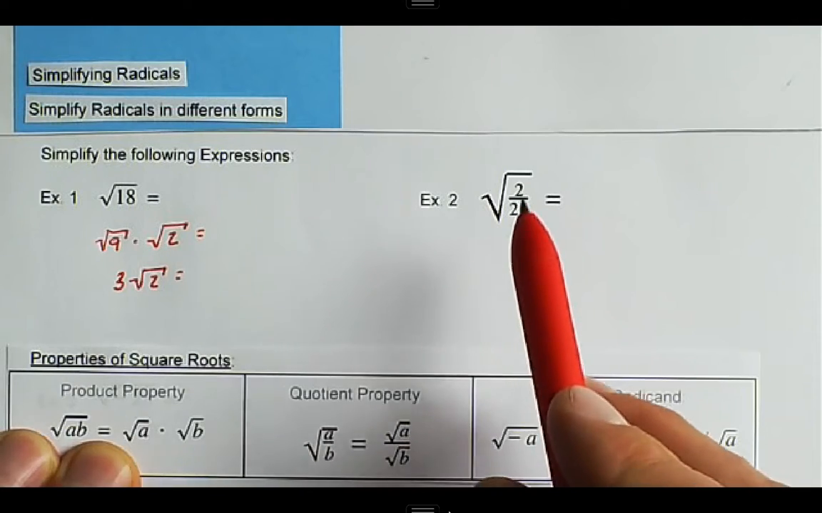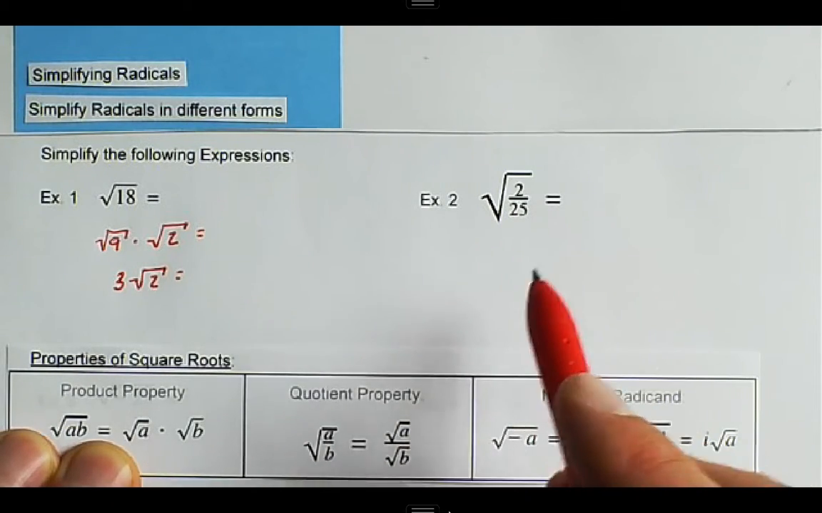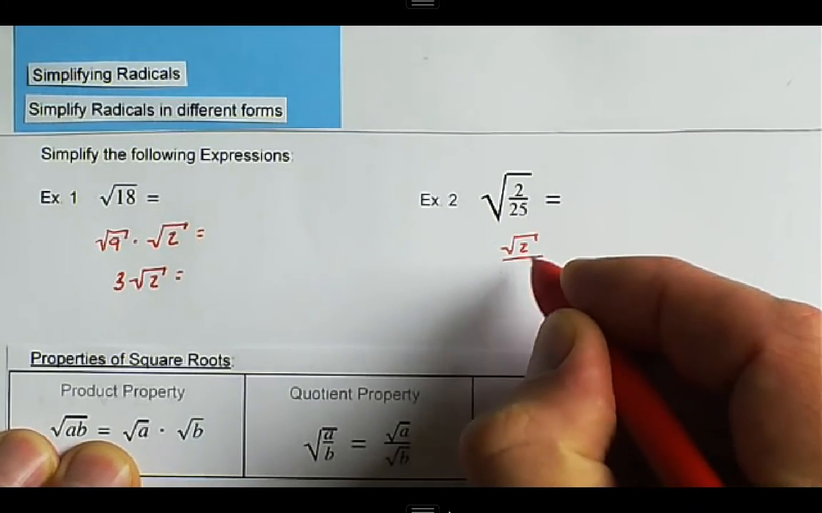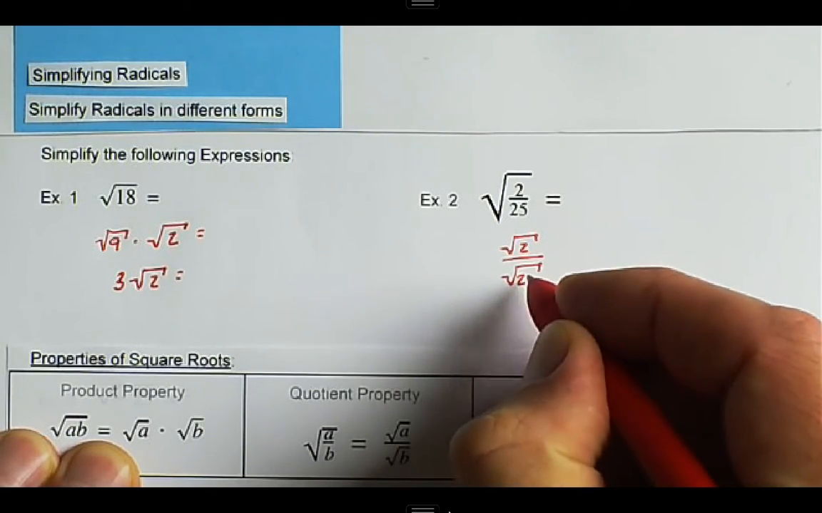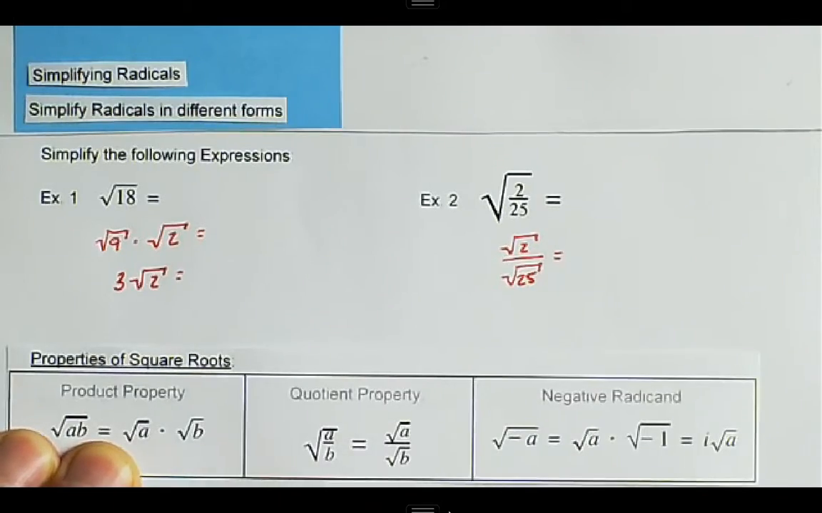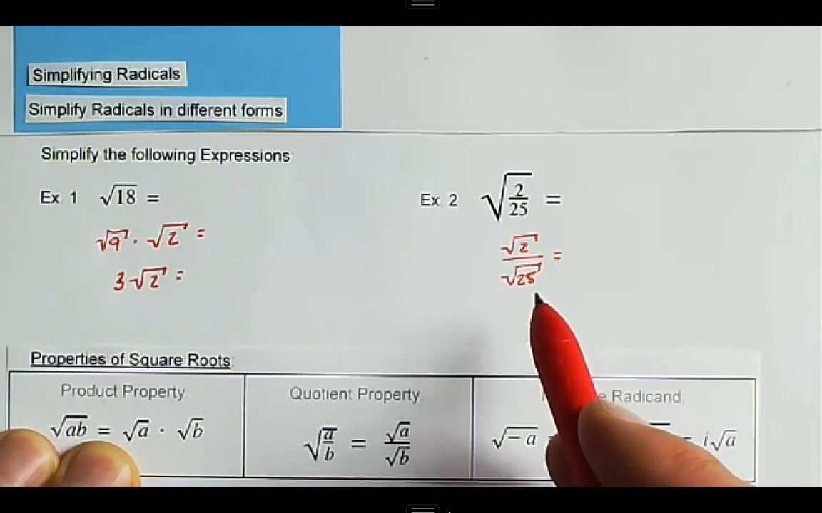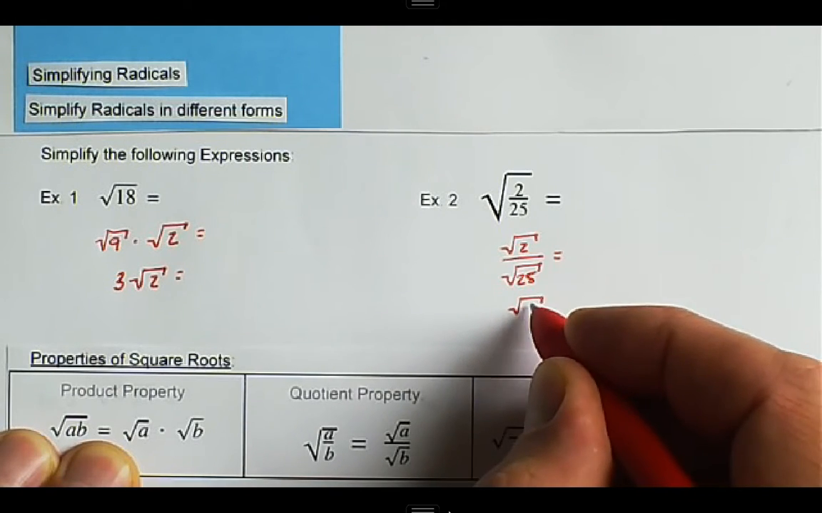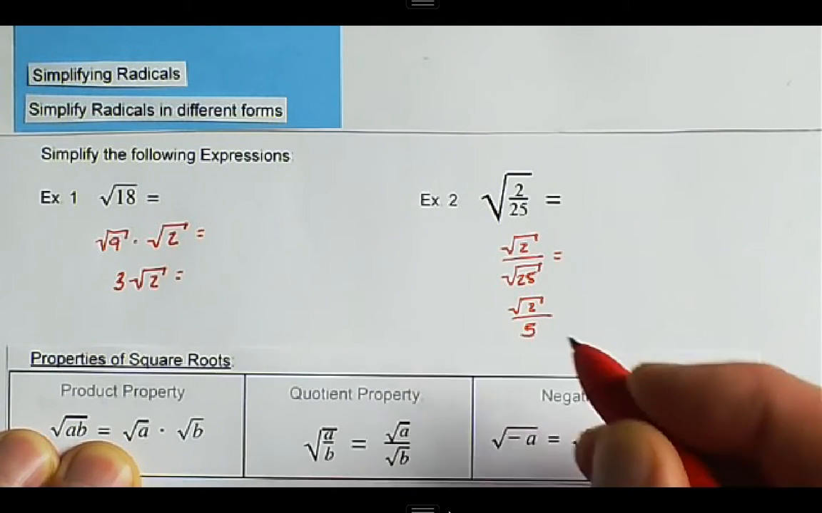Then we can look over at example 2, and that is in the quotient form. Rather than try to simplify this all together, we can rewrite this as the square root of 2 over the square root of 25. And in that case, we know that the square root of 25 is 5. So then we can leave that as the square root of 2 over 5.